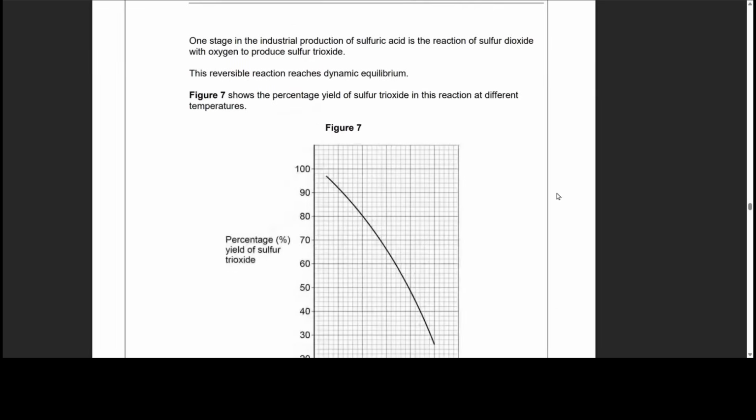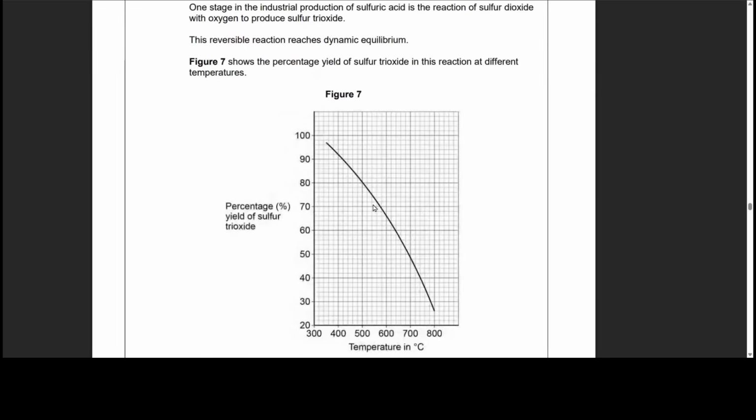One stage of the industrial production of sulfuric acid is the reaction of sulfur dioxide with oxygen to produce sulfur trioxide. This is known as the contact process. This reversible reaction reaches a dynamic equilibrium. Figure 7 shows the percentage yield of sulfur trioxide in this reaction at different temperatures. So you've got the percentage yield and the temperature along the bottom here.